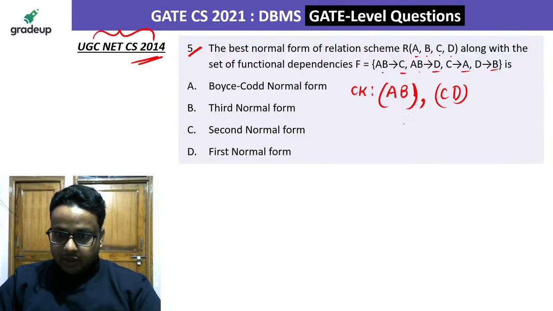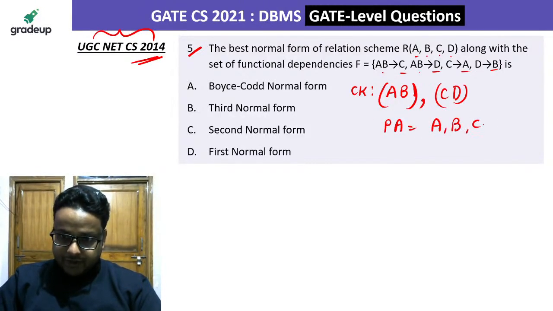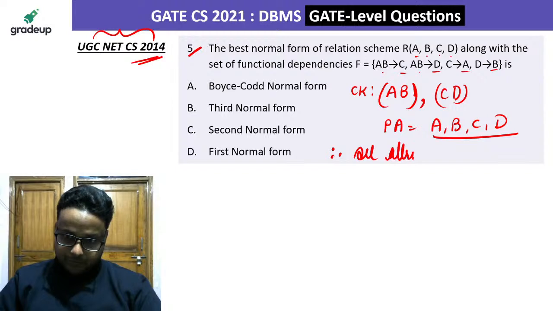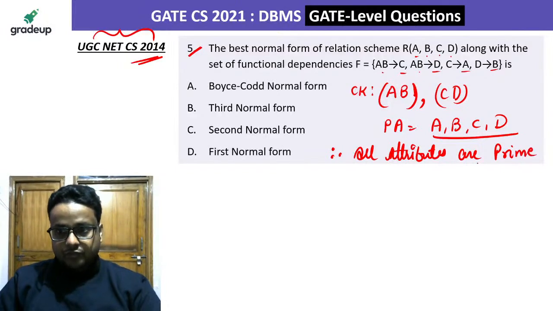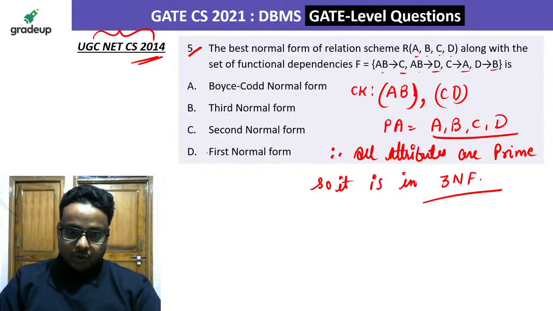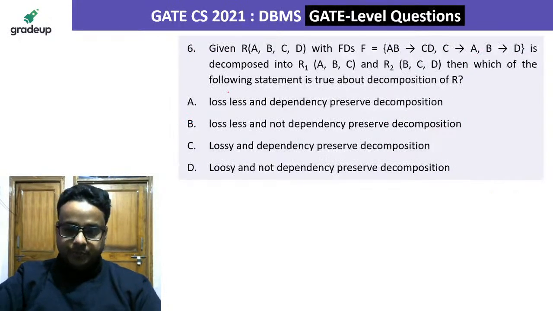So the prime attributes will be A, B, C and D. All are prime. So because all attributes are prime, it will be in 3NF, right? So the answer will be option number B, third normal form.